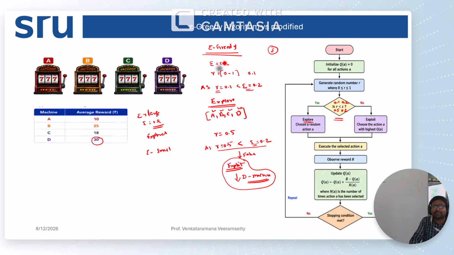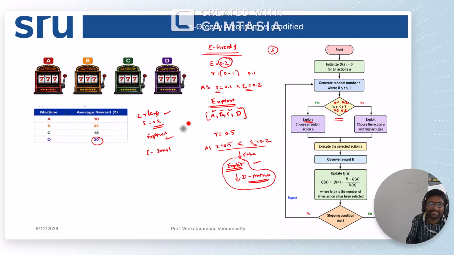When the epsilon value is small, like 0.2, what happens? Very rarely do you go for exploration. Most of the time you go with the machine which gives the highest return. But you should balance both. So when the epsilon value is small, you rarely go for the exploration stage, trying some other machines also, but most of the time you go with the exploitation stage. That is the impact of the epsilon value in the epsilon greedy algorithm.